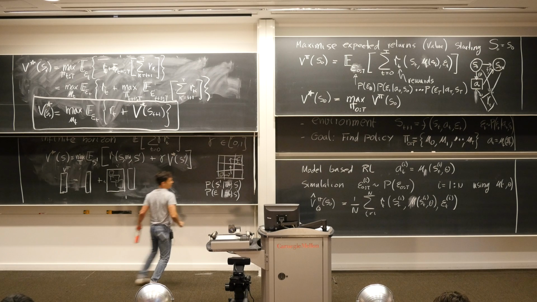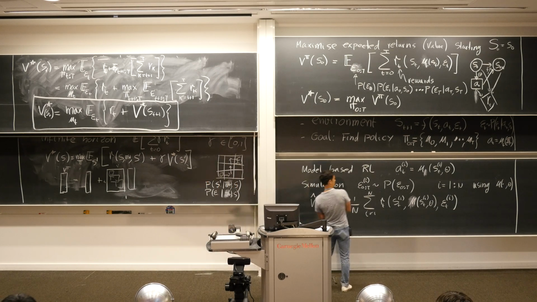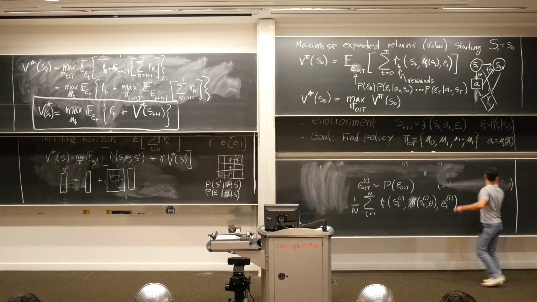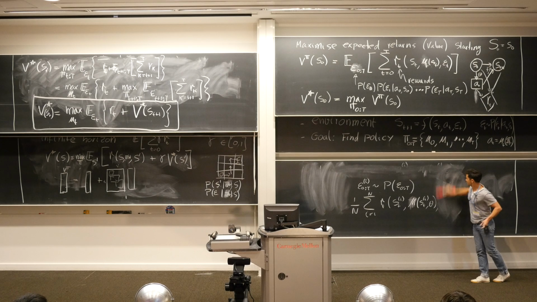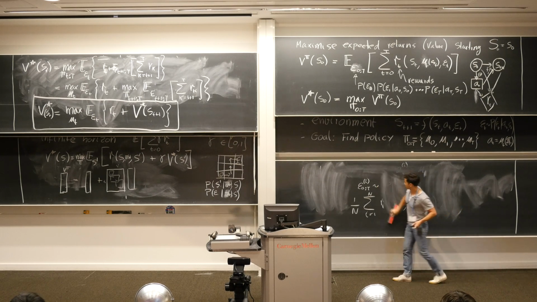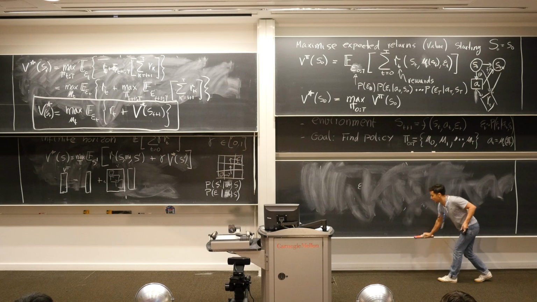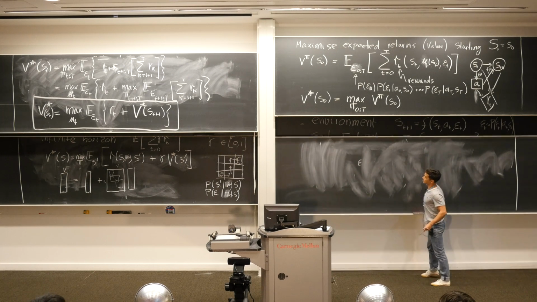Okay, so I'm going to leave that equation there. And I'm going to switch to this board. And we're going to introduce the first algorithm for doing this, which is called TD0. And it's a stochastic approximation.